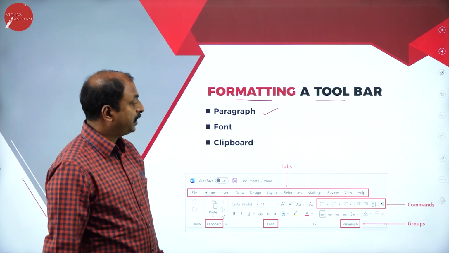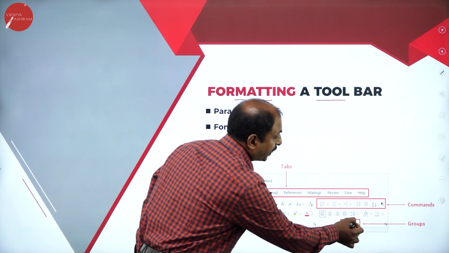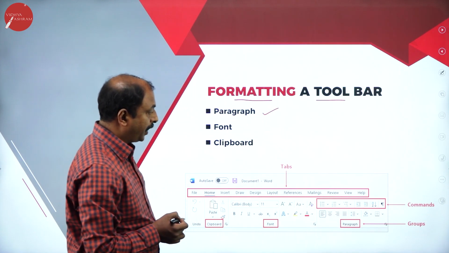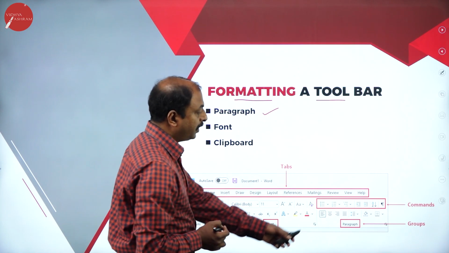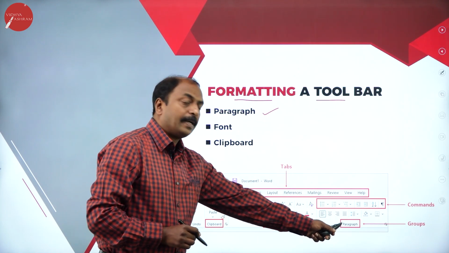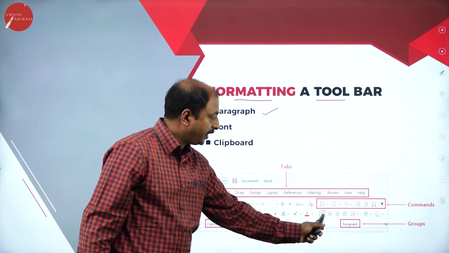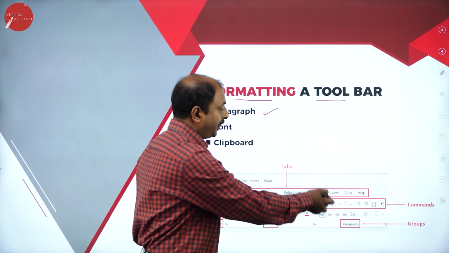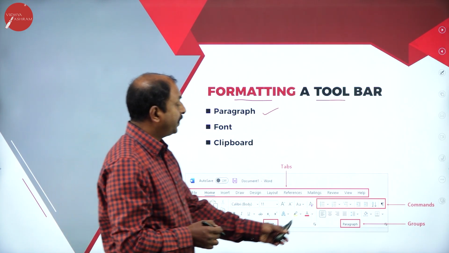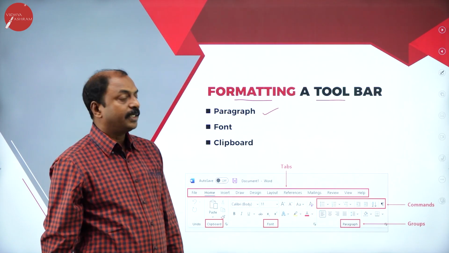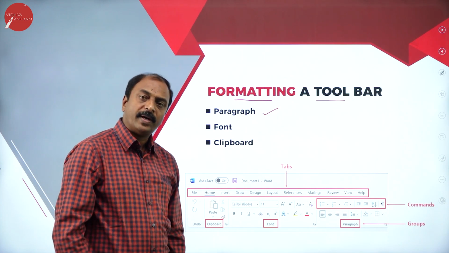What are the different options? If you look at the diagram here, look at the paragraph group. Under the paragraph group, we have different alignments. A paragraph can be aligned either left, this is left, one is for right, one is for center, and one is for justify. And one more button you can see is for line spacing. So this is nothing but paragraph formatting.